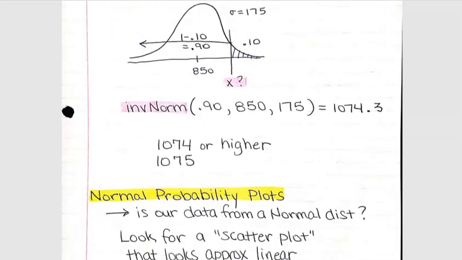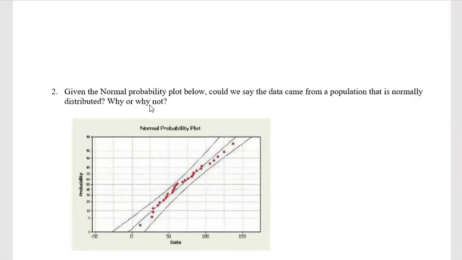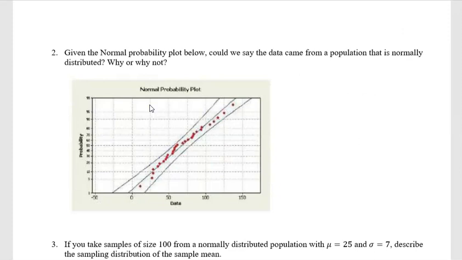Okay, and the very last thing that we see here for chapter 7 is a very short section at the end. It talks about normal probability plots. So what I want you to remember for that is normal probability plots are another way to figure out if we have data that comes from a normal distribution. So this is more of a real life scenario.